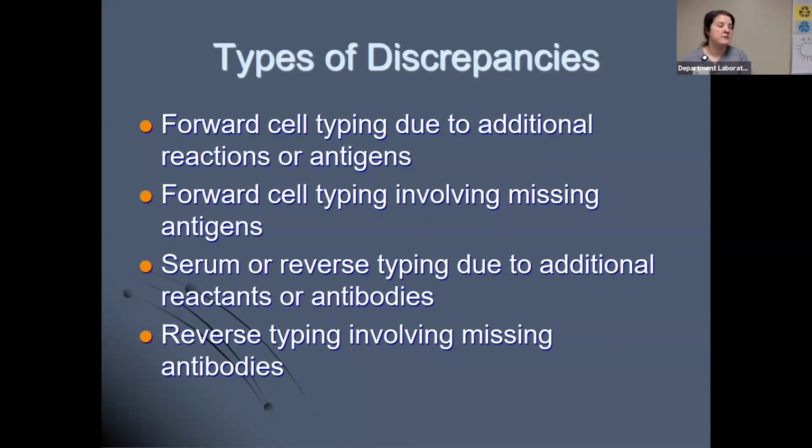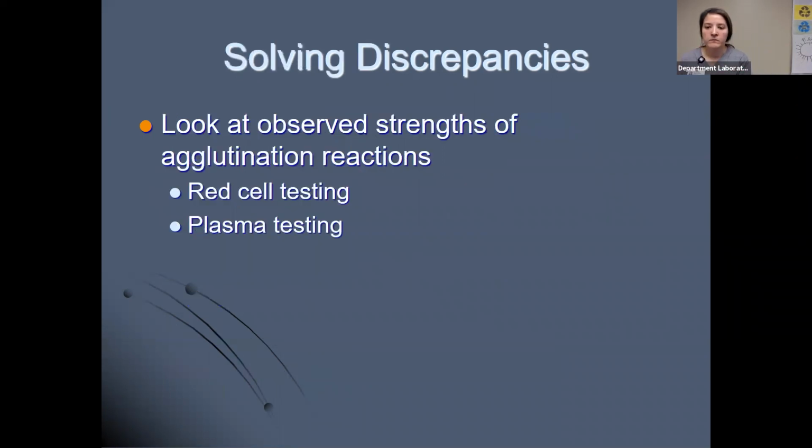Reverse typing involving missing antibodies. An example of that would be the older individuals where their ABO antibodies are not reacting. And we're going to talk about how we can solve these discrepancies. You have to solve these discrepancies before you can adequately report out a type on your patient, okay? And again, you always want to look at the strengths of reaction, right? Your weaker reaction is going to be the discrepant result.